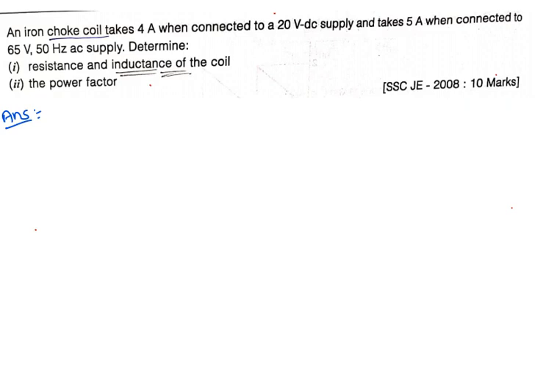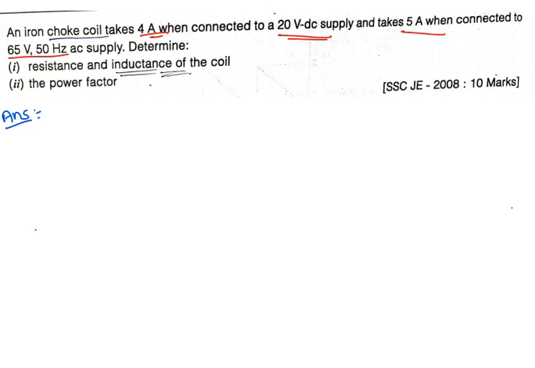See here, an iron choke coil takes 4 ampere when connected to 20 volt DC supply, and it takes 5 ampere current when connected to 65 volts AC supply. Determine the resistance and inductance of the coil.